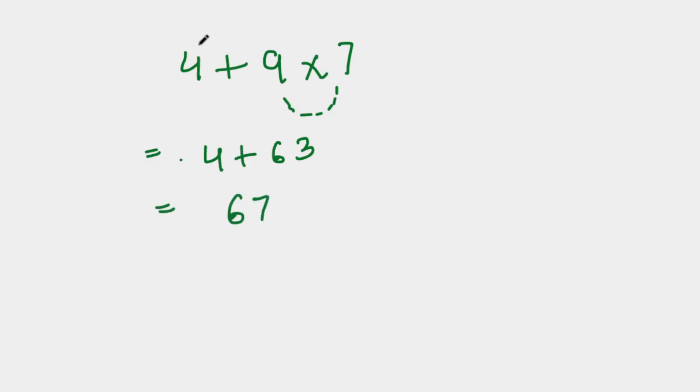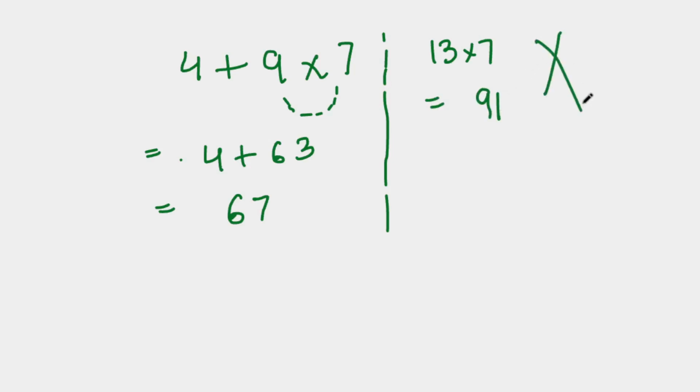So we will not do 4 plus 9. Let me show it here. We will not do 4 plus 9 is 13, then multiply it by 7 and get 91 as the answer. No, this is wrong. So this is the right one, because we have to follow the rule of order of operations, right?